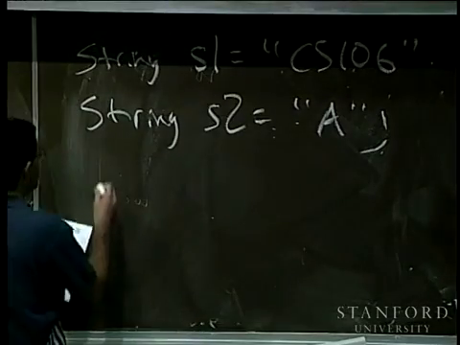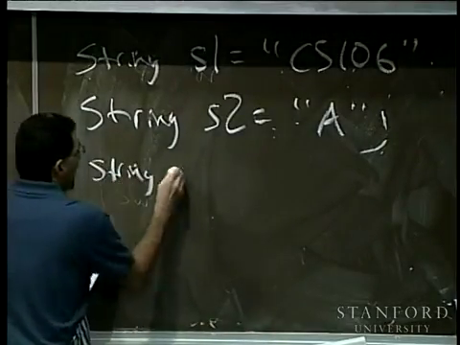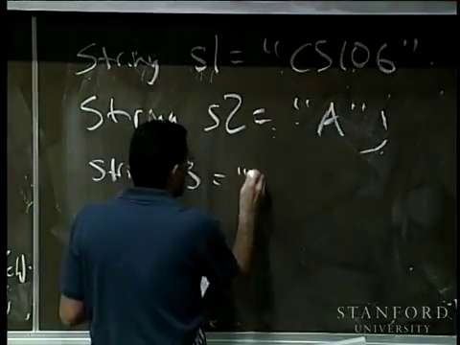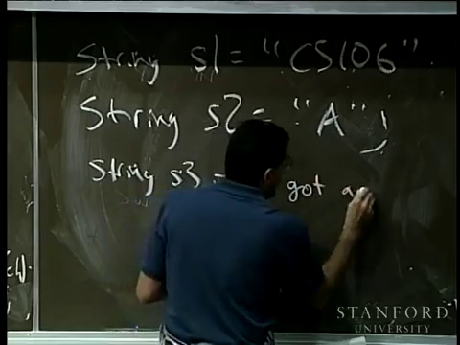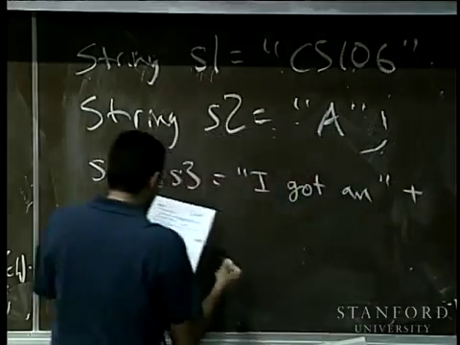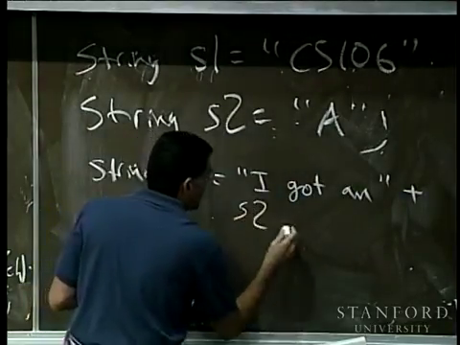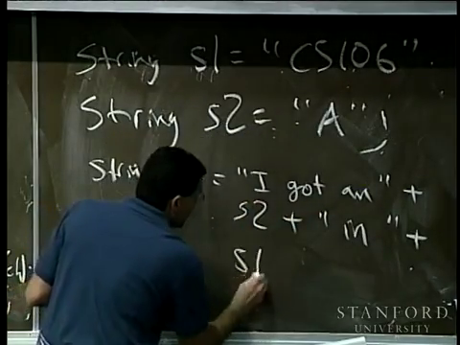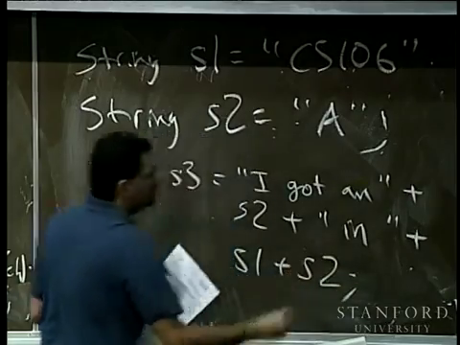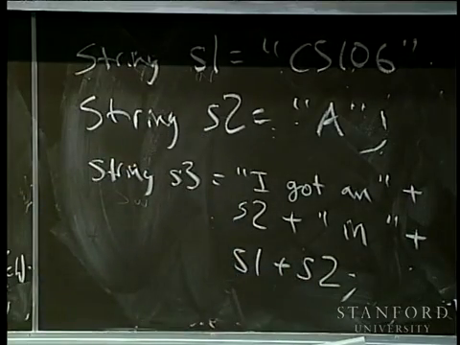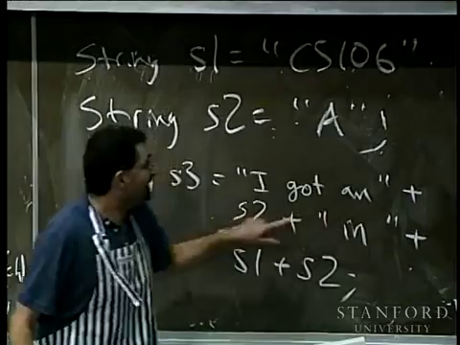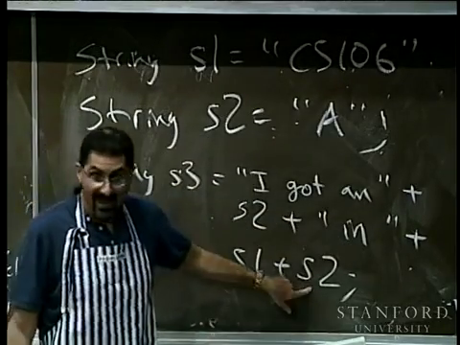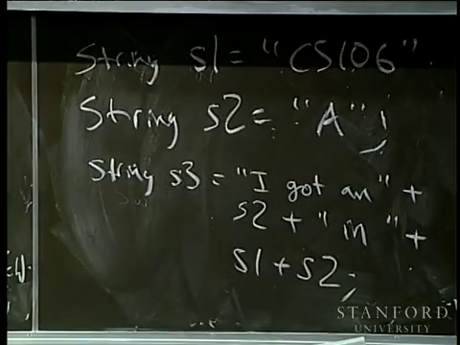And so I can create a new string, string s3, by just concatenating using the plus operation. So I can say, I got an plus s2 plus in plus s1 plus s2. What is that going to give me? I got an A in CS106A, and it just concatenates them all together.